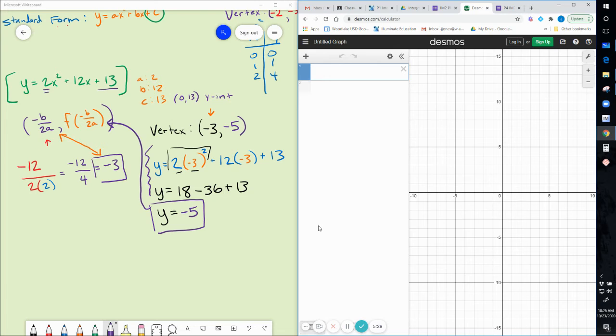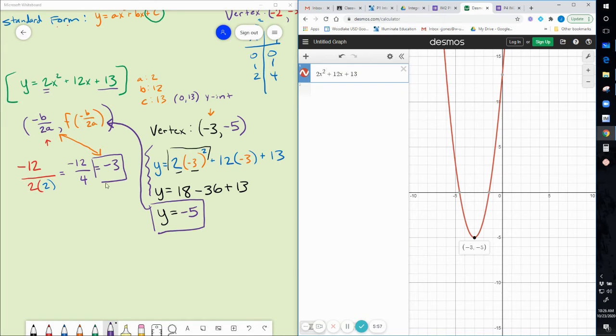All right, so hopefully you can see Desmos. Let's go ahead and type in the equation. So we got 2x squared plus 12x plus 13. So here's our graph. And there's a few things that we want to know. Is our vertex correct? So hopefully you can see my mouse here. -3, -5. Boom. Look at that. We got it right. That really is where the vertex is.